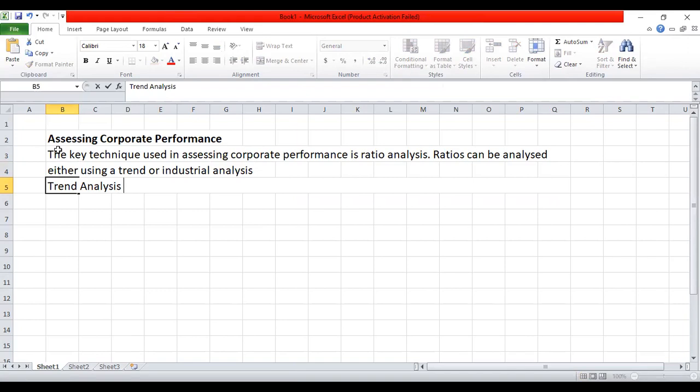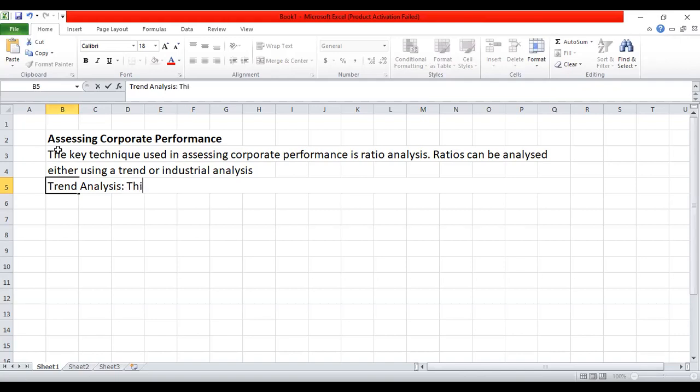in trend analysis, what you do is to compare the current performance to the previous performance, and then identify whether there is an increase or a decrease in the item or in the performance. That is the trend analysis.